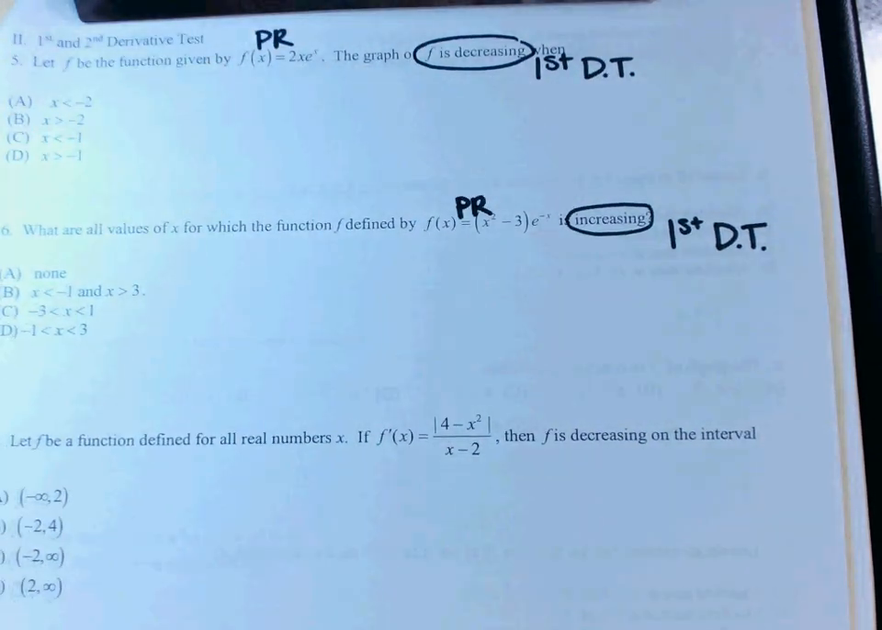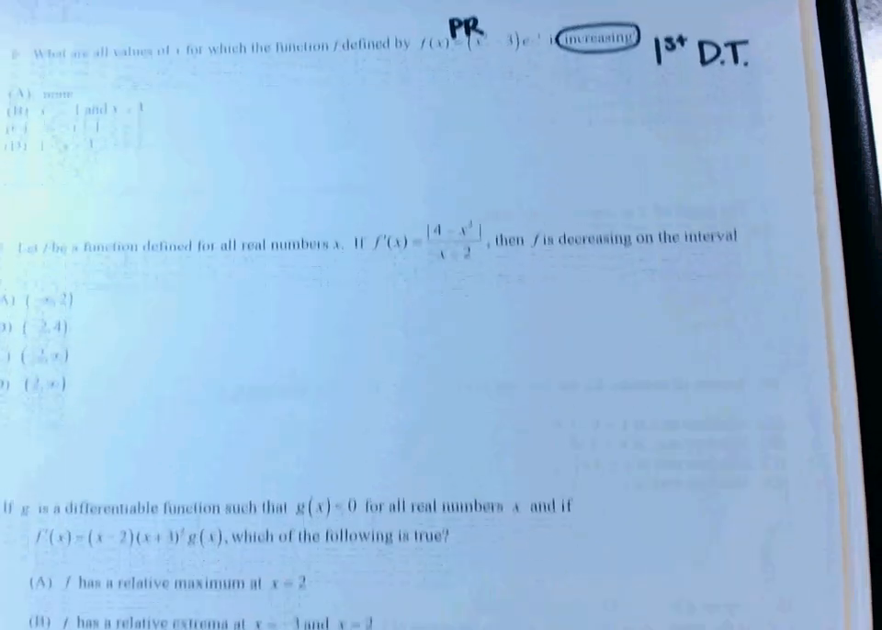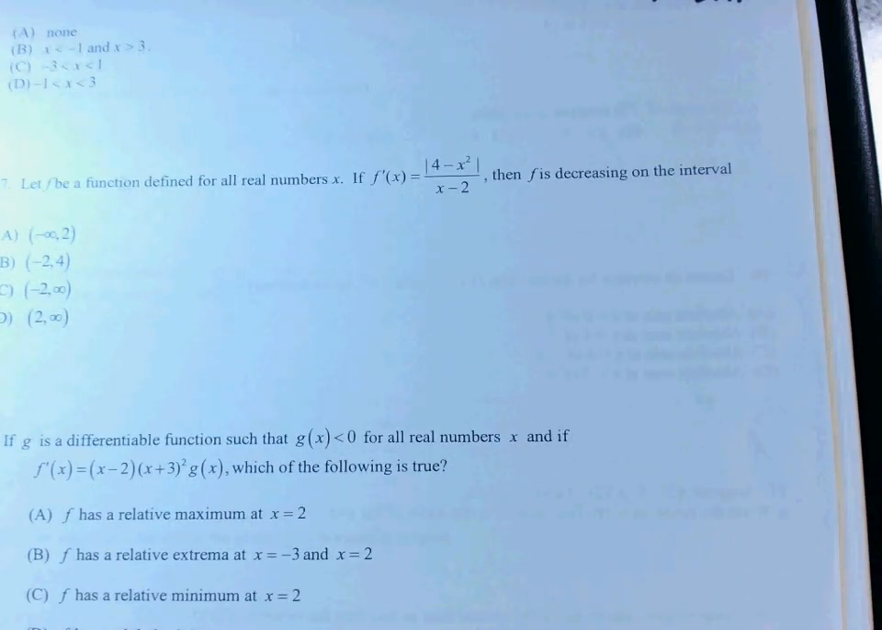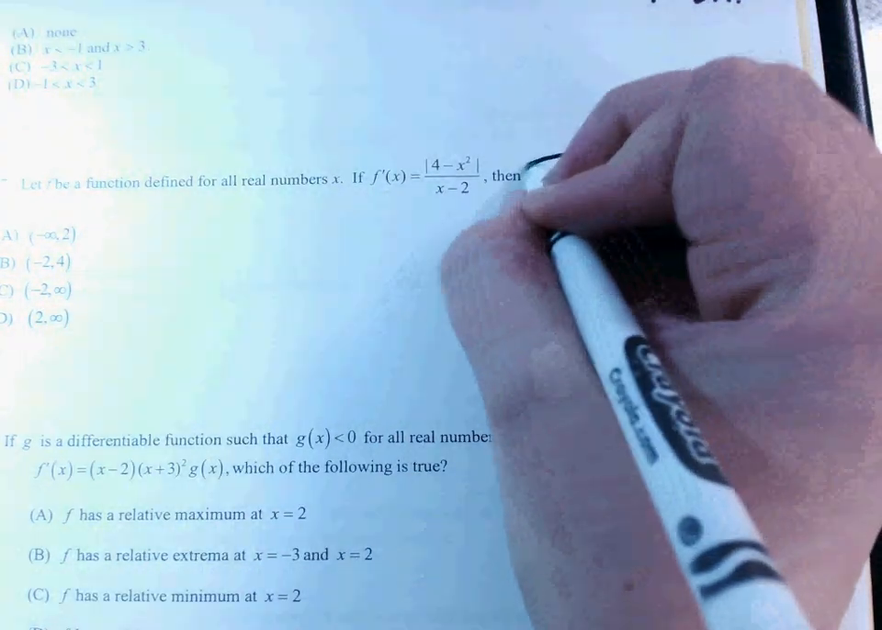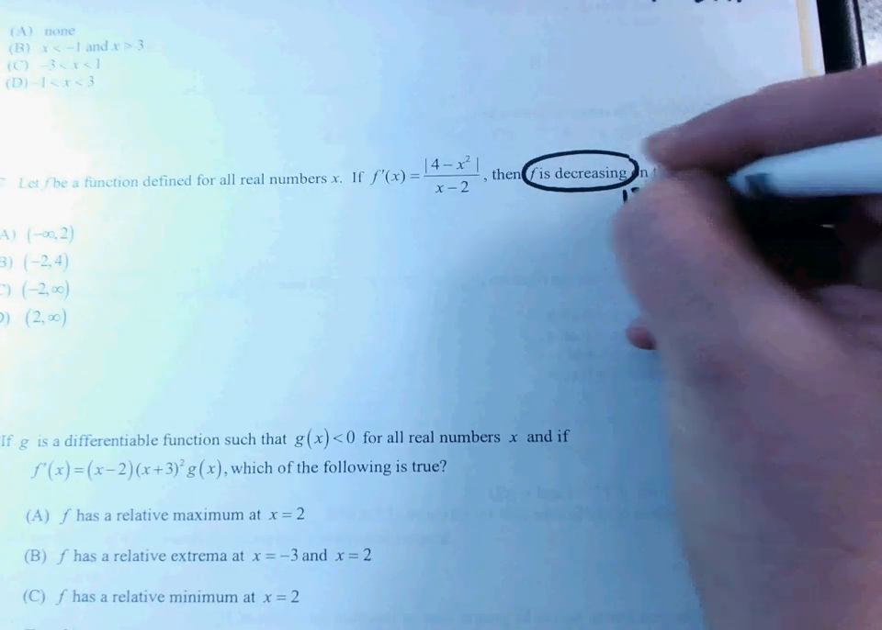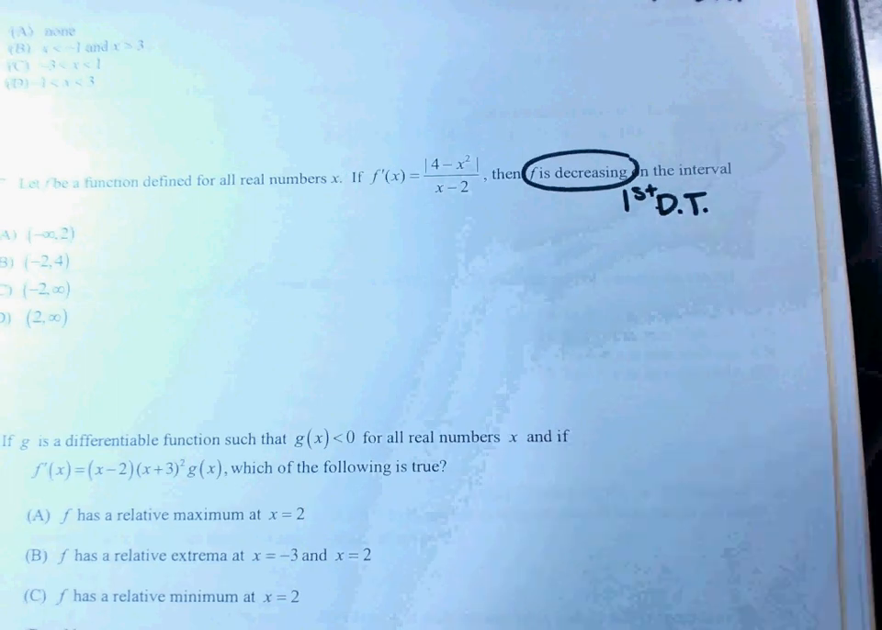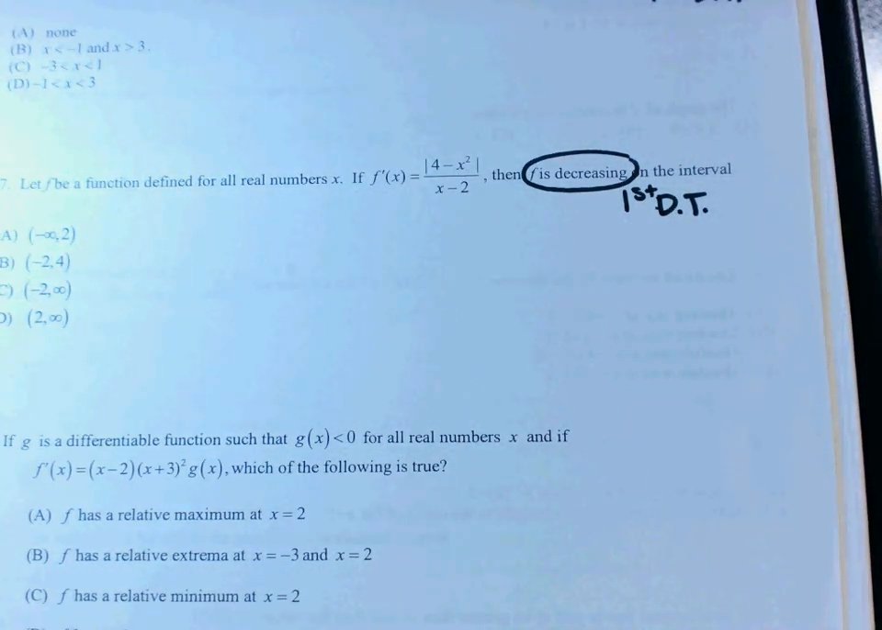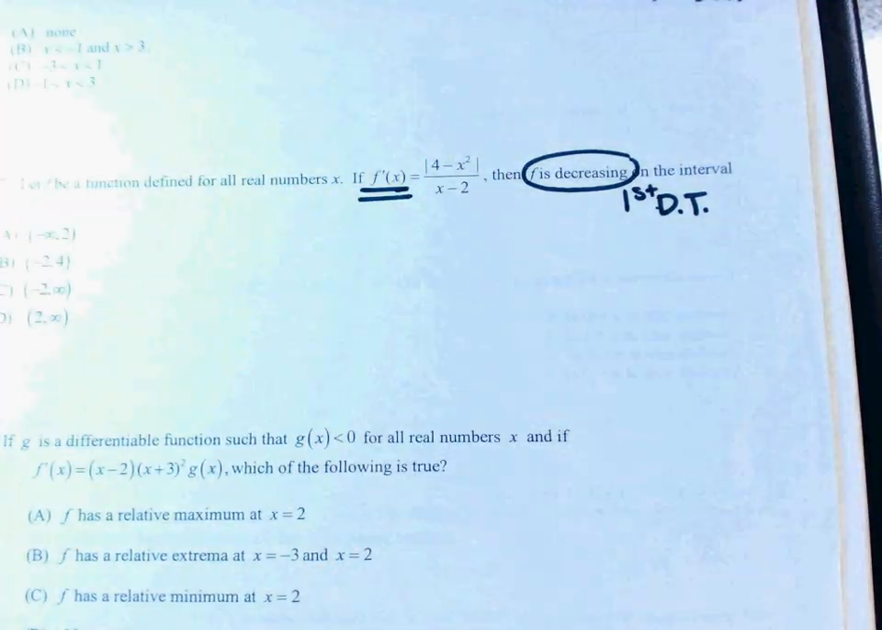Okay, look at number 7. It says f is a function for all real numbers. F prime equals 4 minus x squared over x minus 2. F is decreasing on the interval. Okay, is that first or second derivative test? First derivative test. Now, specifically, what sign do I want for the first derivative? Negative. Now, the first step is to take the derivative. Do I need to take the derivative here? Why not? They already gave you f prime.